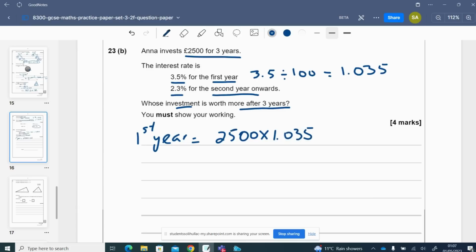Why are we multiplying by 1.035? Because we need to work out the new amount after getting that increase. If you just multiply by 0.035, that gives you just the amount which is increasing, but not the new value after the interest is added. So when you do this on your calculator, that gives you the answer, which is 2,587.50. So that is the amount she will have in her account after the first year.